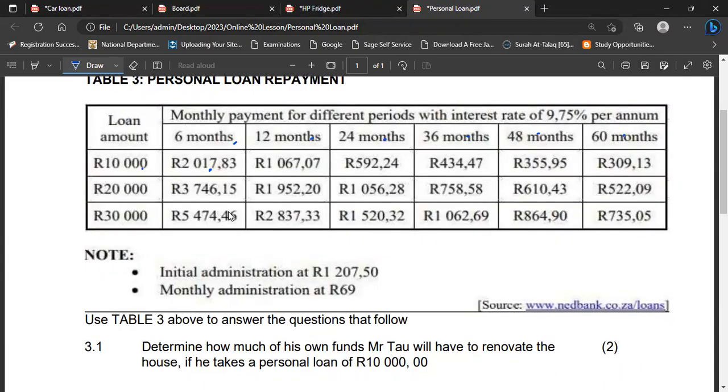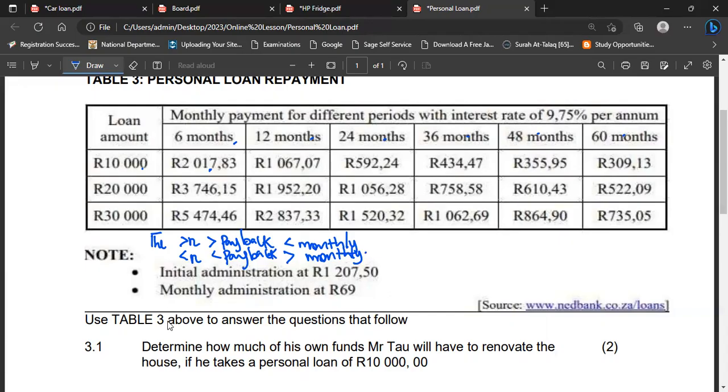Now, what I want you to know is that the longer the period, the bigger the payback, but the shorter the monthly installments. Whereas the smaller the period, the smaller the payback, but your monthly repayment will be big. That's what I want you to know here.